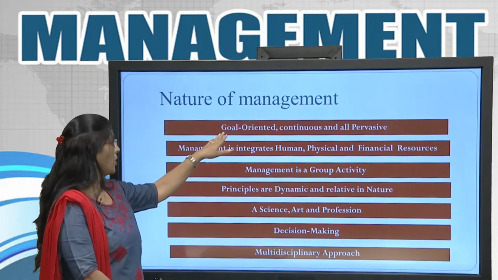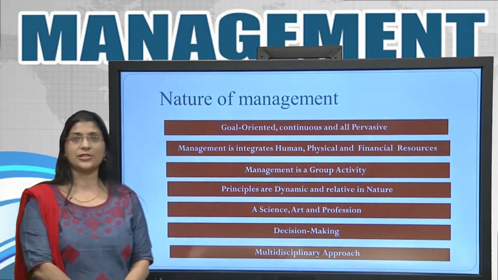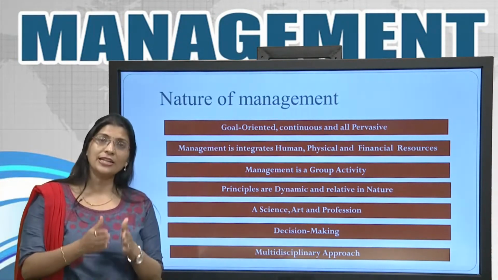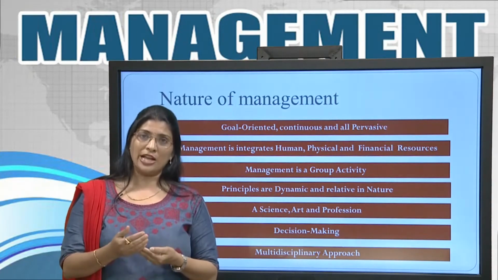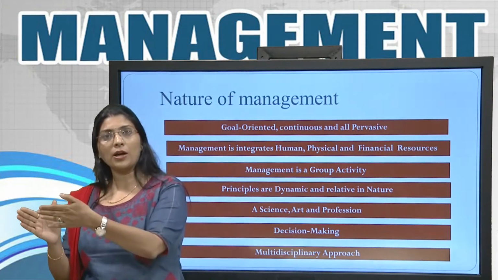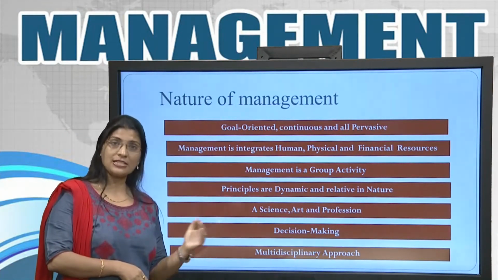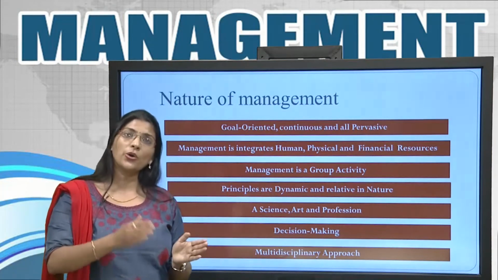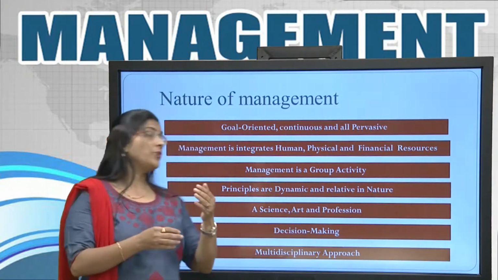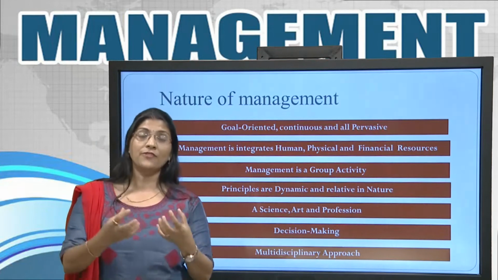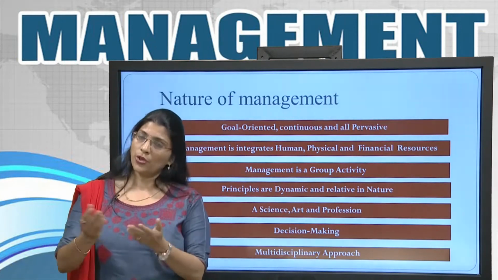The first point in the nature of management is that it is goal oriented, continuous and all pervasive. Goal oriented: I have explained goal orientation of management in earlier slides, as each and every task of management points towards accomplishing organizational goals. It is continuous, just as a process. We have learned that it is an ongoing process. We can never stop in between. You can say that it is not allowed to stop. As and when a problem arises, you have to give the solution for that and move forward with your work.